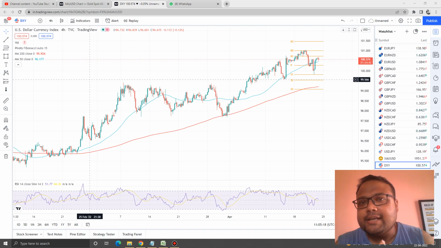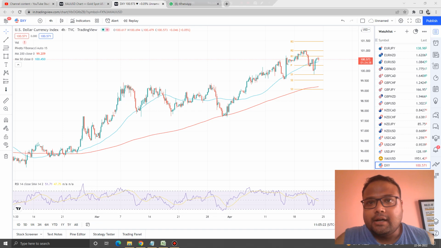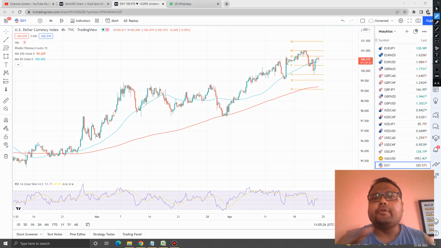So first of all, DXY is right now trading at 100.57. This is the current market price of DXY. If we look at the overall trend of DXY, there is no doubt that DXY is in an uptrend. And as we all know, since the war between Russia and Ukraine broke out, DXY started flying. So overall, DXY is in an uptrend.